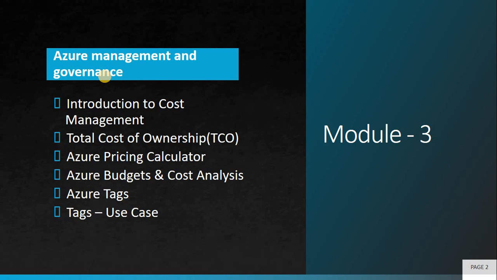To start with Azure Management and Governance, we'll discuss Azure Cost Management, how Azure cost is generated, and what are the factors that can affect your cost, followed by the Total Cost of Ownership, or TCO, and also the Azure Pricing Calculator. Then we will learn about Azure Budget and then Cost Analysis. Lastly, we'll learn about Azure Tags and what are the use cases of Azure Tags.